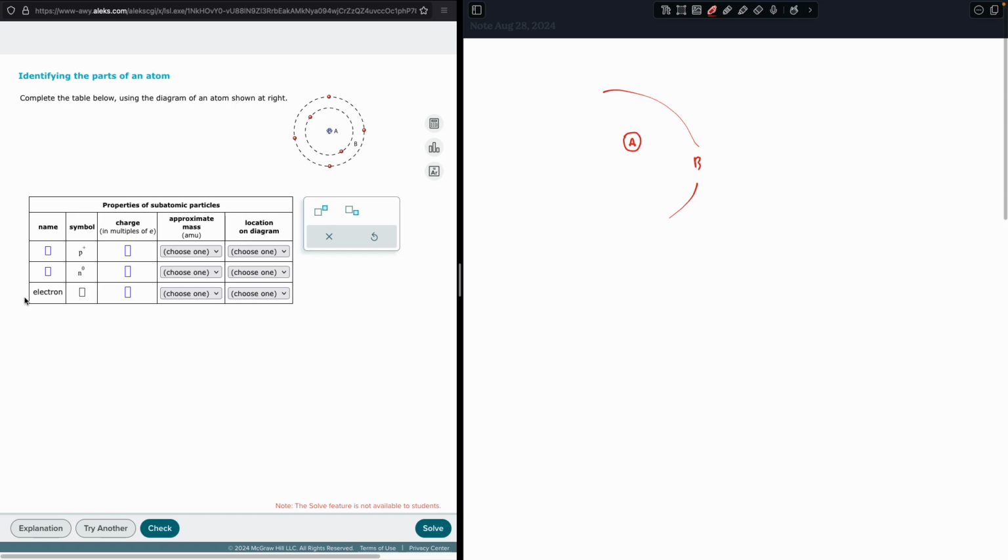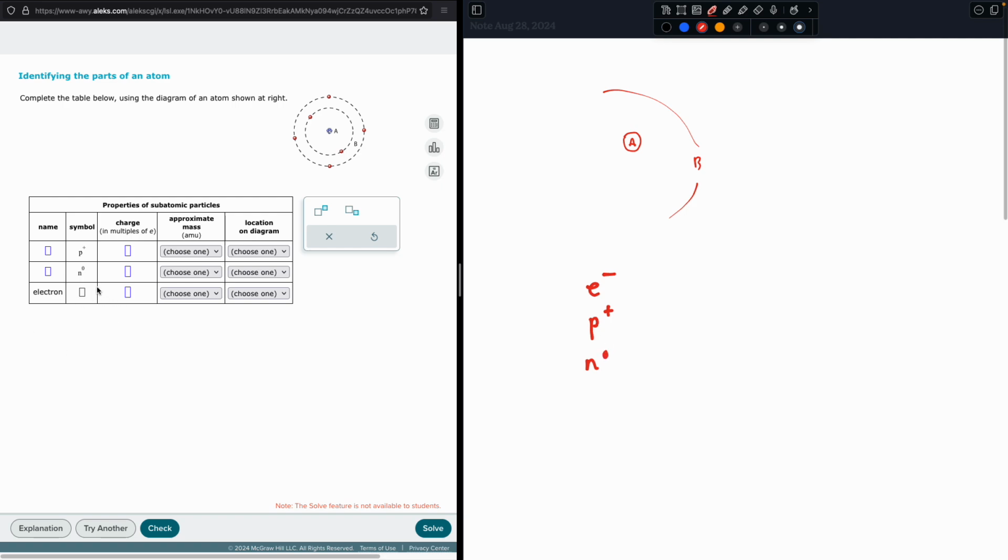Since I've already done that, I'm going to guess at the symbol of an electron. Let me thicken this up a little bit. I believe the symbol of an electron is going to be that. The symbol of a proton, looking over here, I got my hint there, is that. And the symbol of a neutron is N0. All right, I can do that.